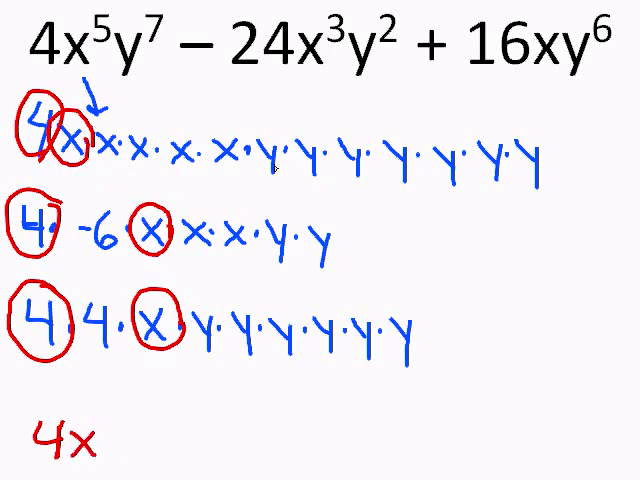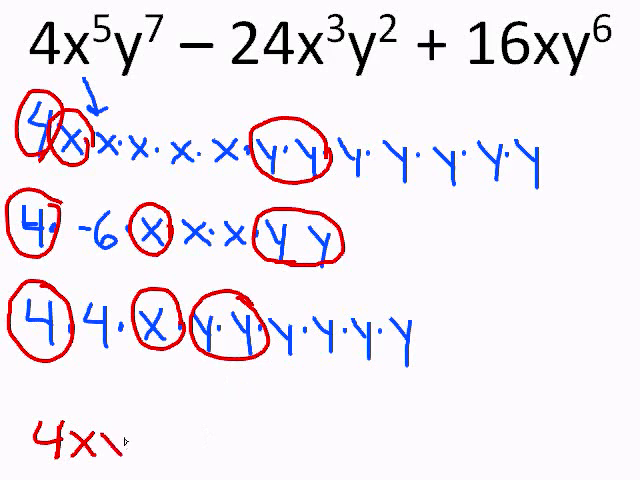Looking at the y's, I've got 7 y's here, 2 y's here, and 6 y's here. The biggest amount of y's I can take out of all of them is y times y, or y squared. So I'm going to write y times y, or y squared. So this is the greatest common factor of our 3 terms in our polynomial.